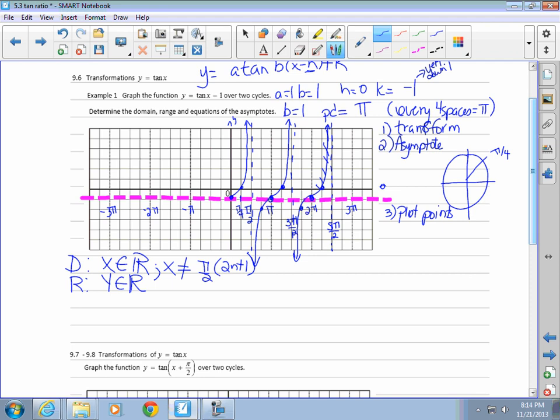My equation of the asymptote. So these dotted lines occurred when x was at those odd multiples of pi over 2. So instead of putting that equal sign there, you just drop it off, and you're done.